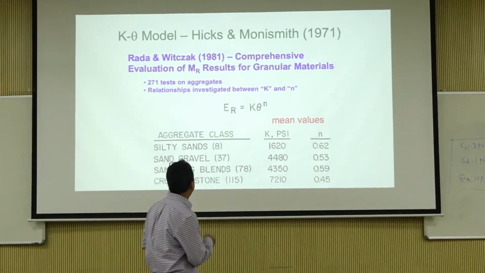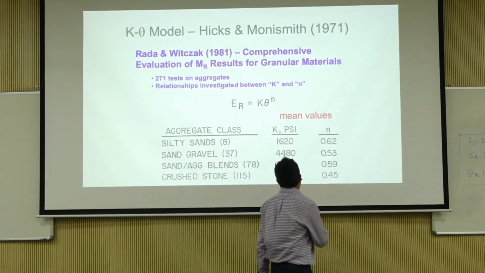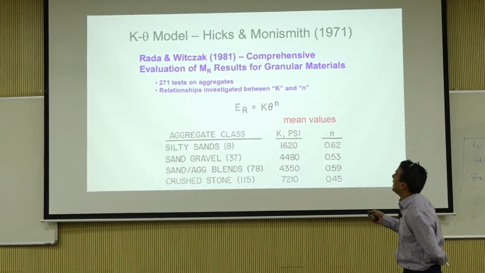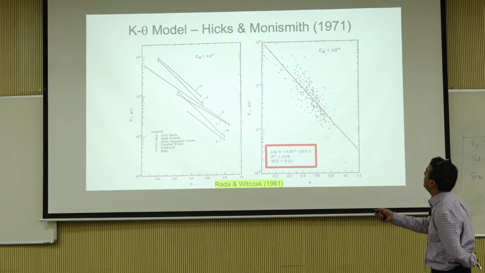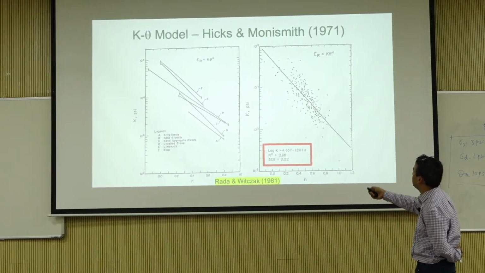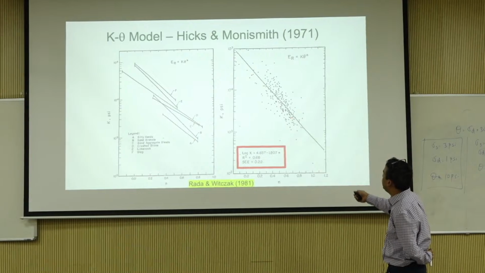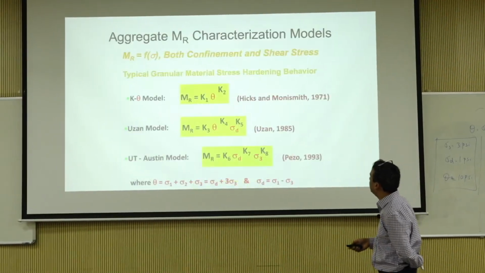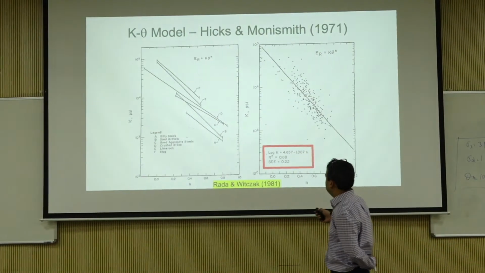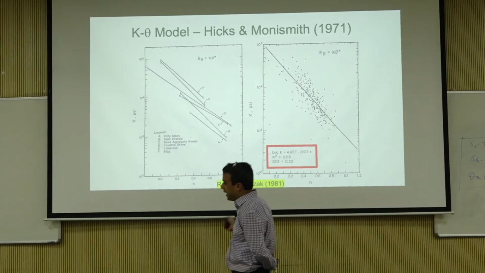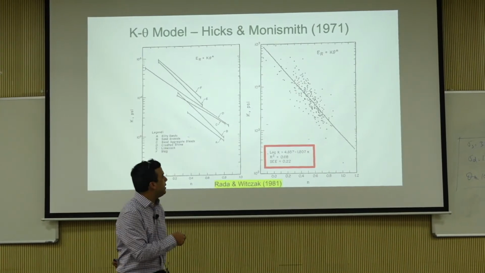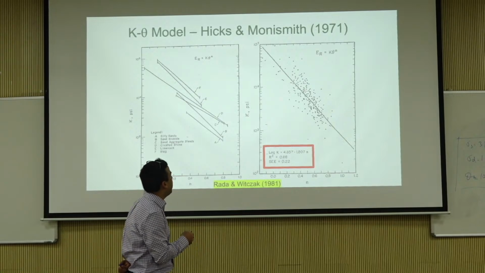Actually, maybe we should cover a little bit here. You can have representative values for k and theta. General trend is that as k increases, n decreases, you have a reverse trend, and so you can actually predict. In my dissertation, I should have had that plot actually.